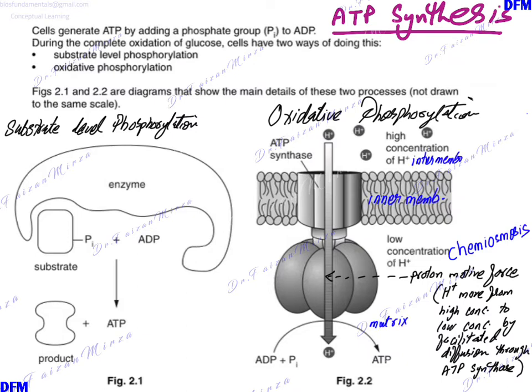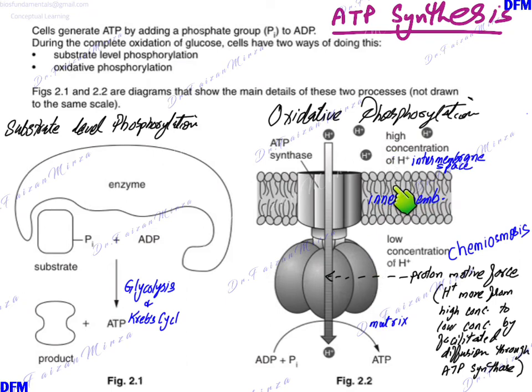The regions here are within the mitochondria. This is the intermembrane space of the mitochondria. This is the inner membrane of the mitochondria, and this is the matrix. When chemiosmosis is occurring, H+ ions start to move from the intermembrane space to the matrix.